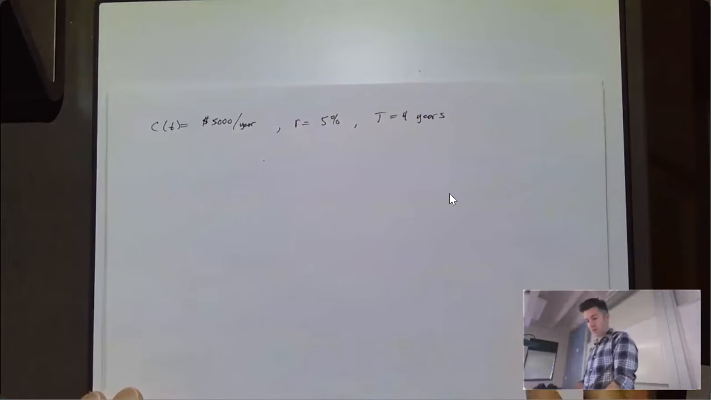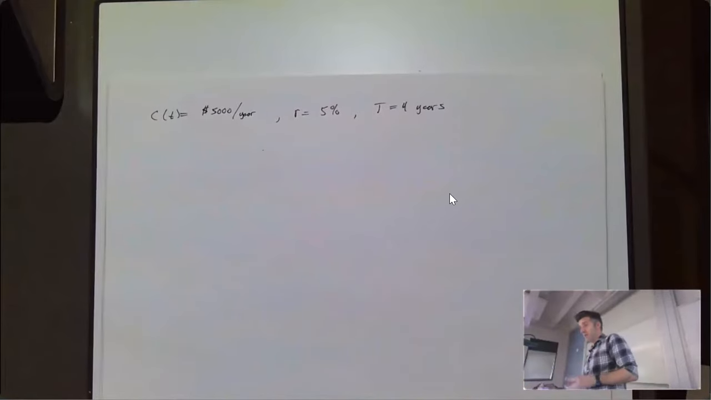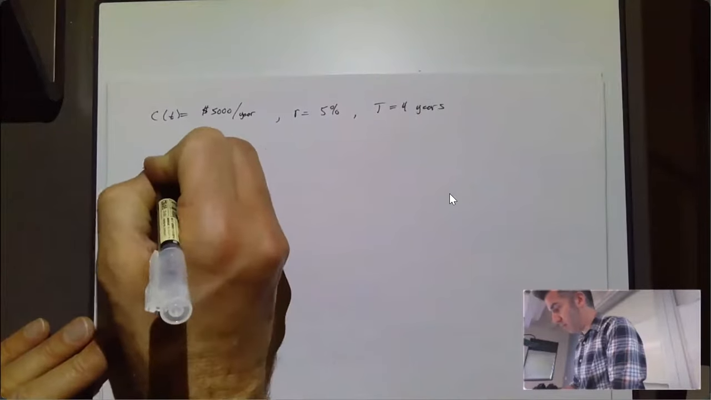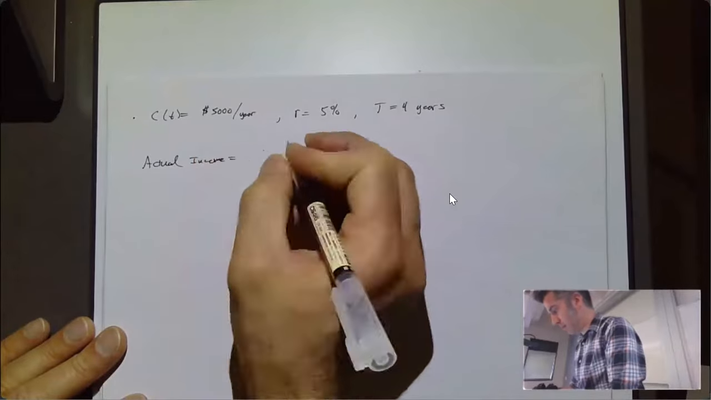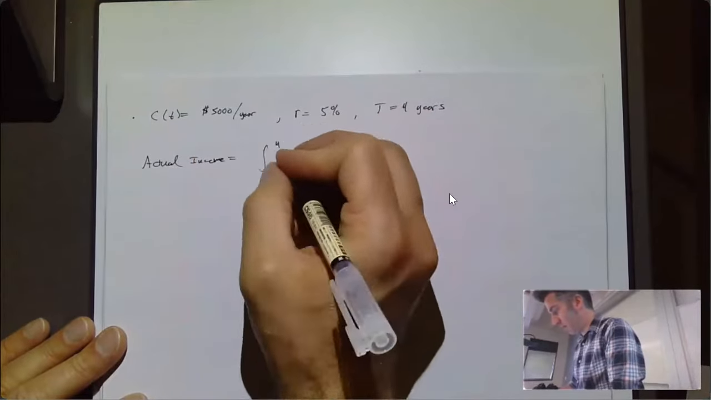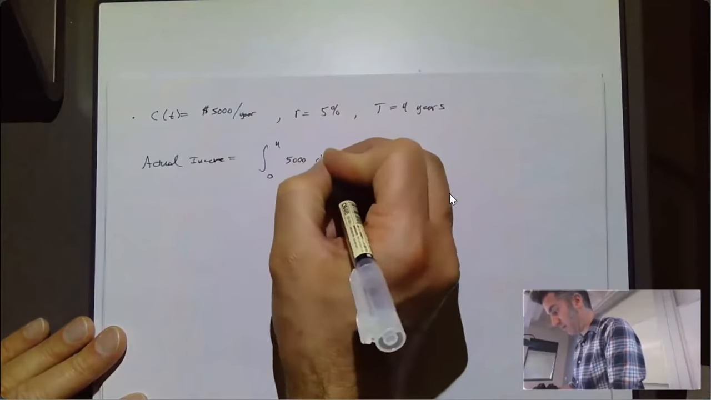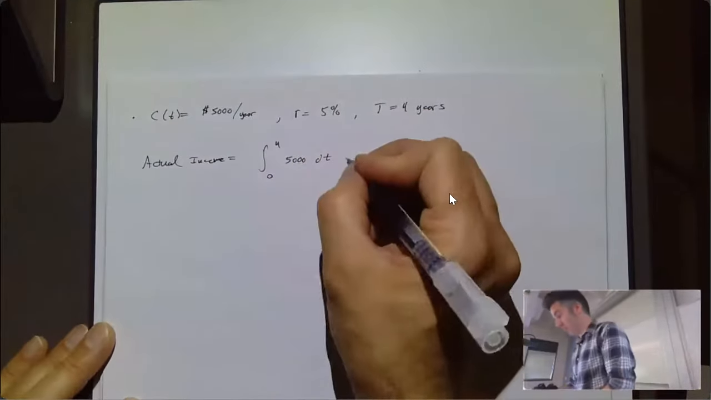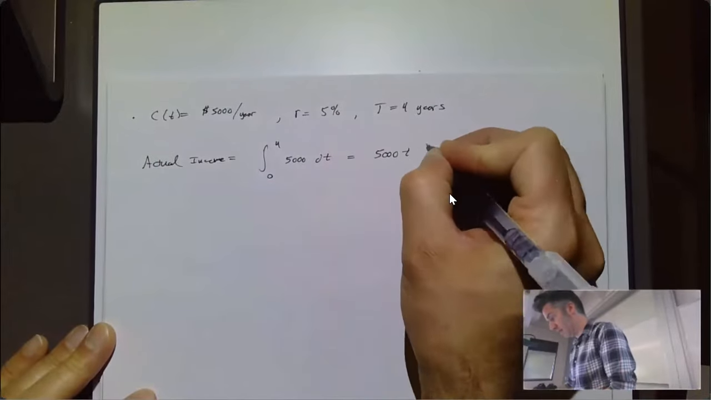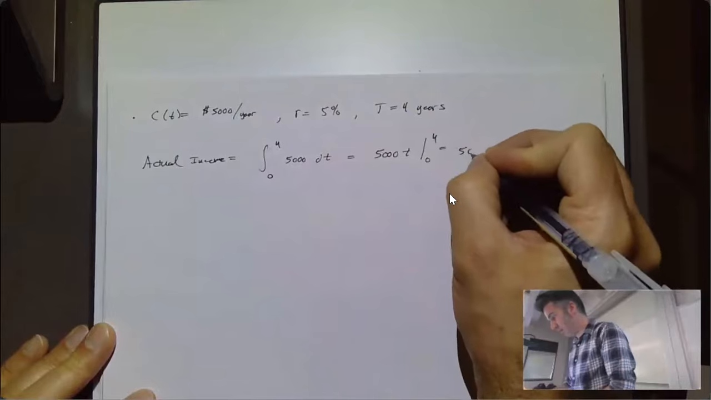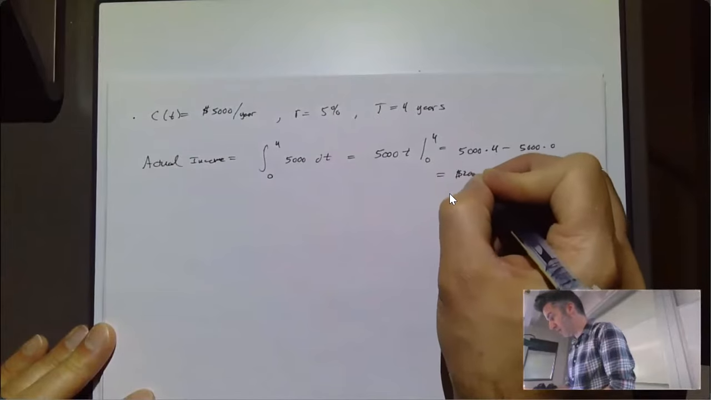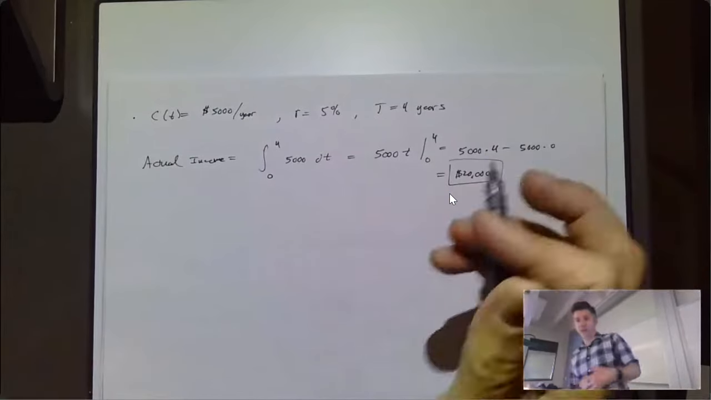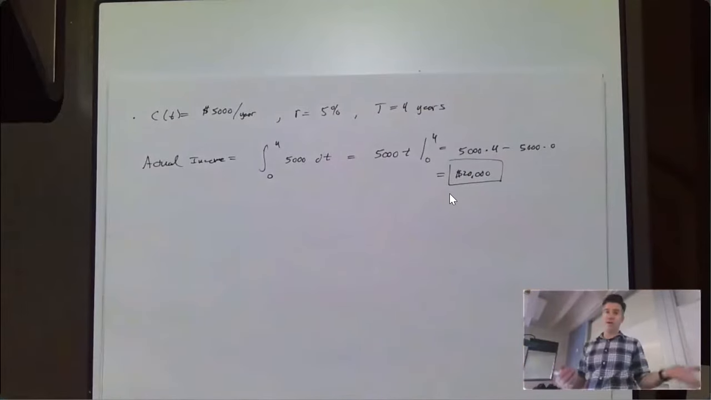So the actual income is really easy to calculate here. It's just going to be $20,000. We can still do the integral, but it's very straightforward. The actual income is the integral from 0 to 4 of 5,000. We anti-differentiate 5,000, we get 5,000t from 0 to 4. We plug in 4, we plug in 0, and we end up getting $20,000. Which makes sense, right? If you're getting paid $5,000 a year for 4 years, you're going to get $20,000.